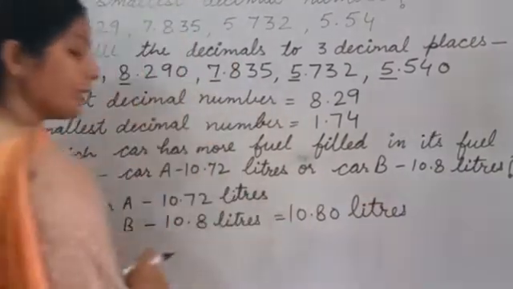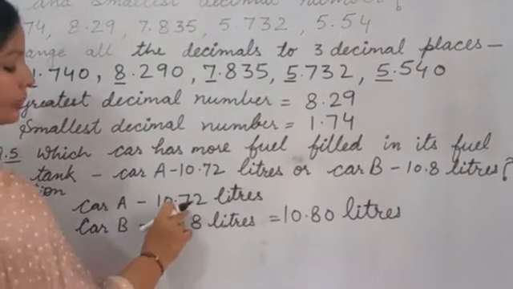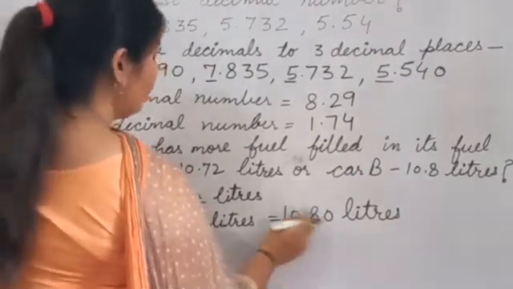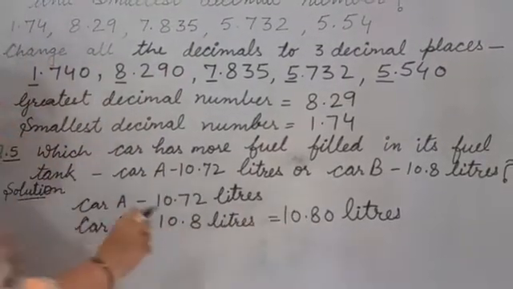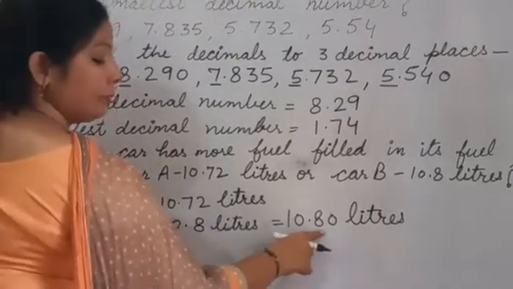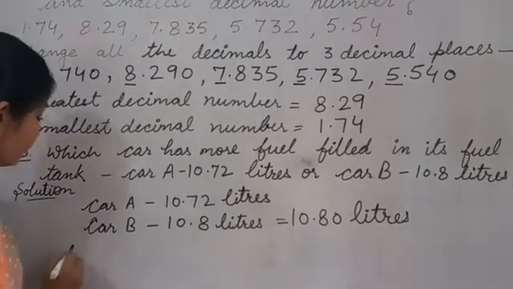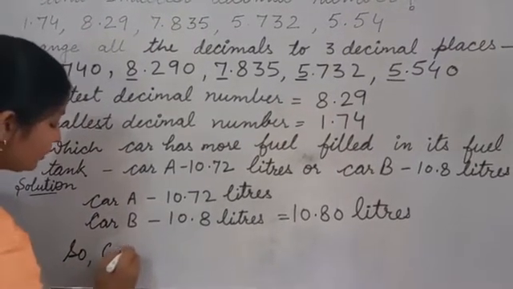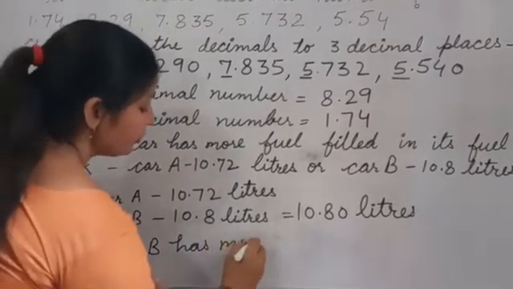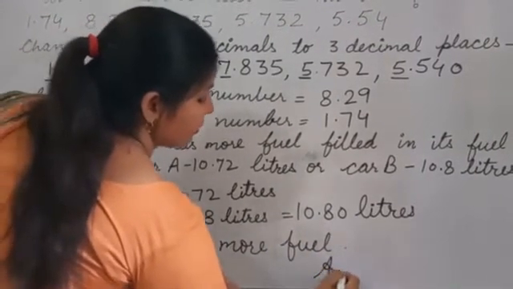Now we can compare. The whole is the same, 10, but in the decimal, on the tenth place there is 7 and there is 8. So which is big? 8 is big. So that means car B has more fuel. 7 is small and 8 is big. So we write here, car B has more fuel. That's your answer.